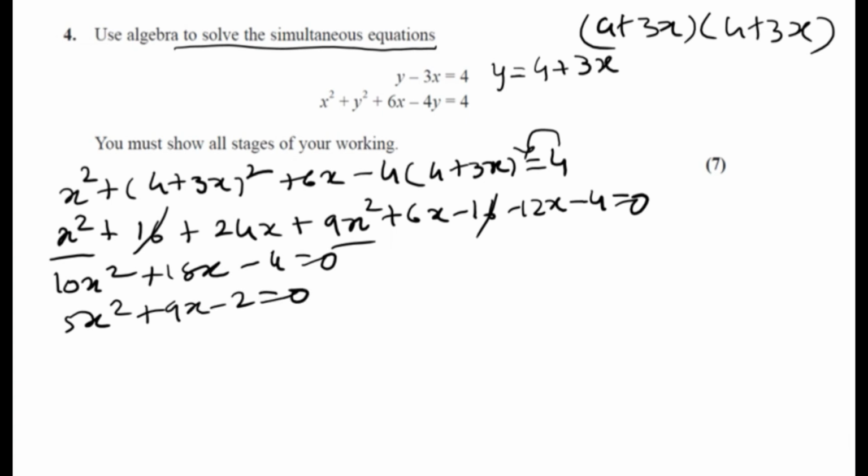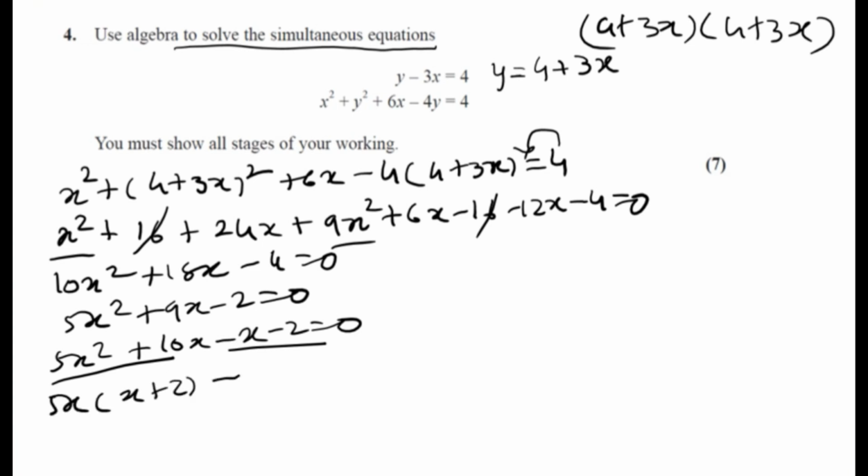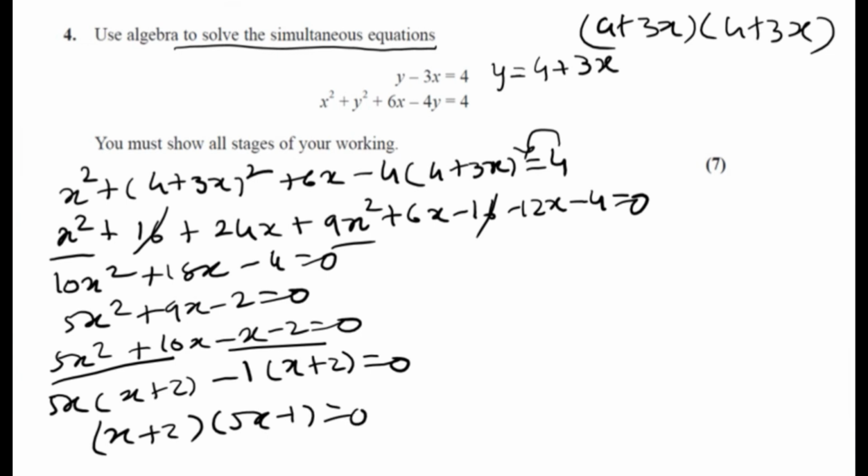That makes our factorization easy. I split the middle term. So 5x squared plus 10x minus x minus 2 equal to 0. Make a group of 2. 5x is common, x plus 2. Minus 1 common, x plus 2 equal to 0. So x plus 2 and 5x minus 1 are our factors.